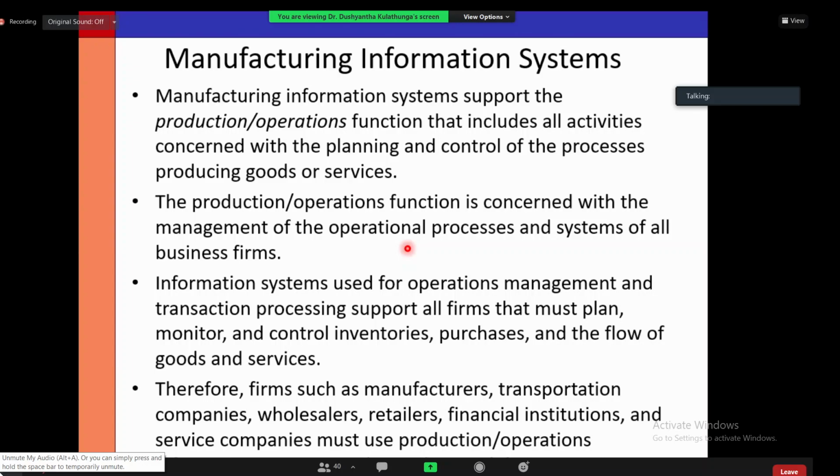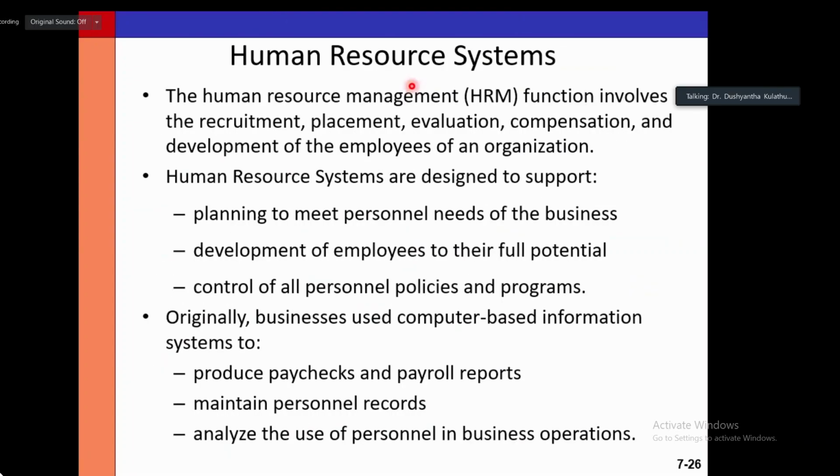Then human resource systems. The human resource management function involves the recruitment, placement, evaluation, compensation, and development of employees. These are some of the basic functions performed by any HR department. Human resource systems are designed to support planning to meet personnel needs of the business, development of employees to their full potential, and control of all personnel policies and programs.